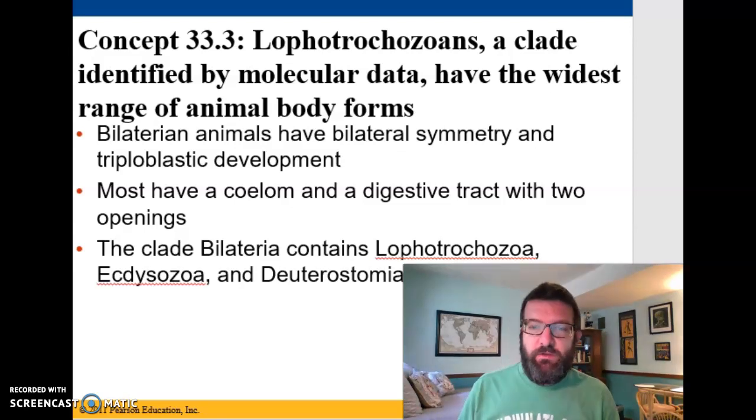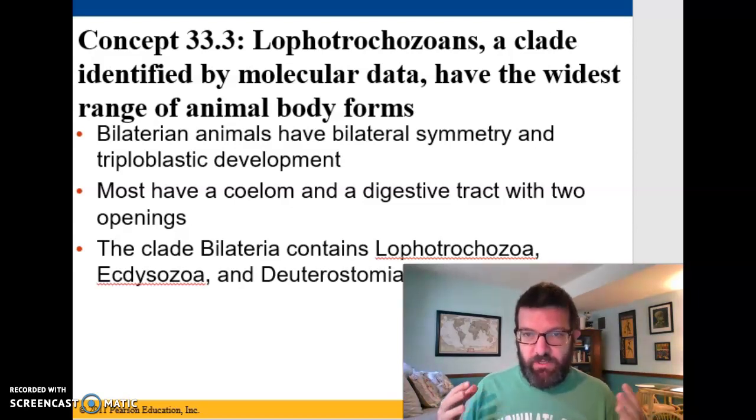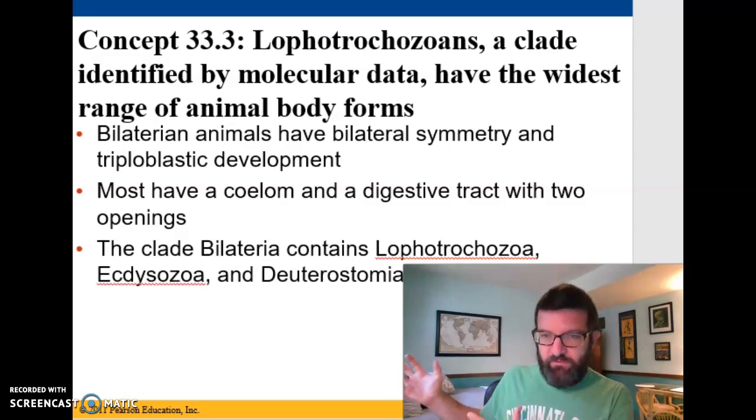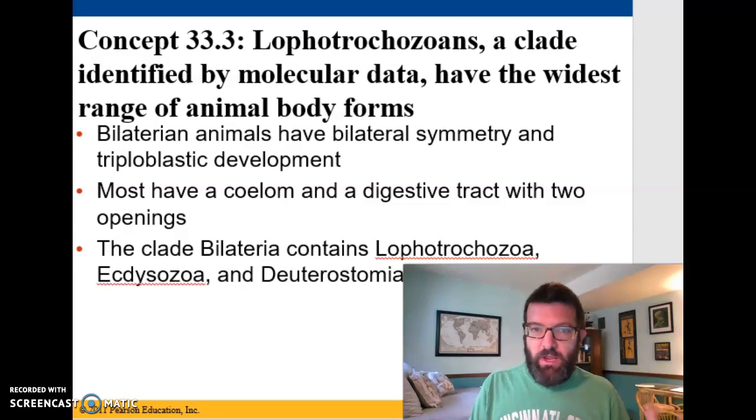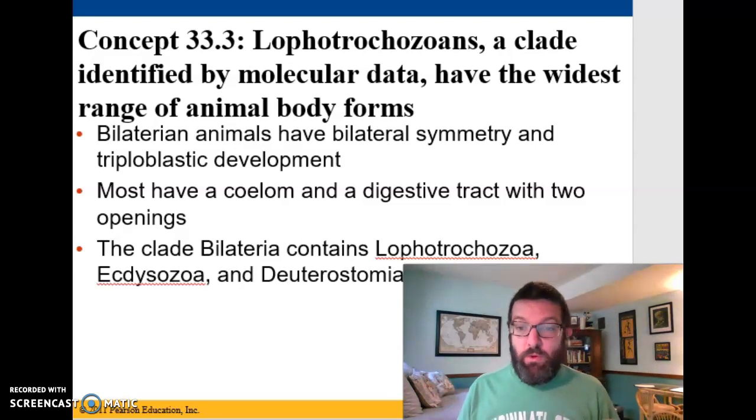So now that we've discussed porifera and cnidarians, let's move on to the clade of Bilateria. Bilateria is essentially all of the groups of animals besides sponges and cnidarians, meaning every organism that has bilateral symmetry. Most of these organisms have a coelom and a complete digestive tract with a mouth and an anus. I said most, not all. We'll talk about one in a moment that does not.